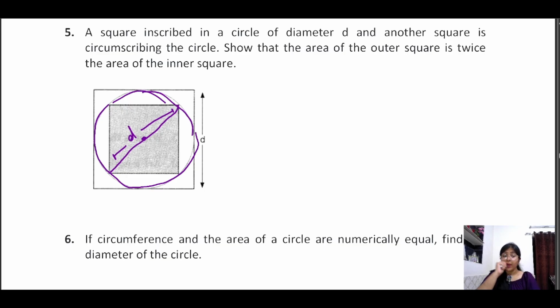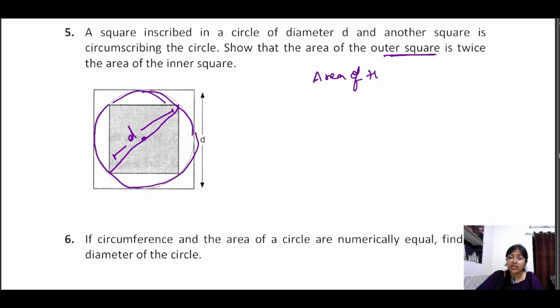Yes or no? Yes. Okay, if this is d and another square is circumscribing the circle, there is another square which is circumscribing the circle, show that the area of the outer circle, okay, what will be the area of the outer circle? Sorry, outer square. The area of the outer square is side square.